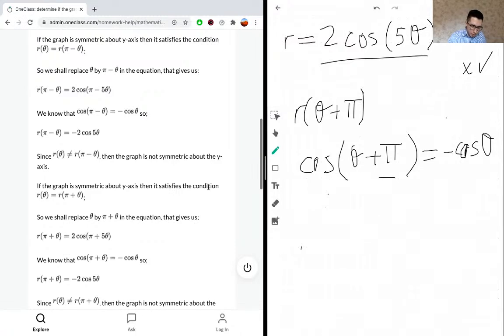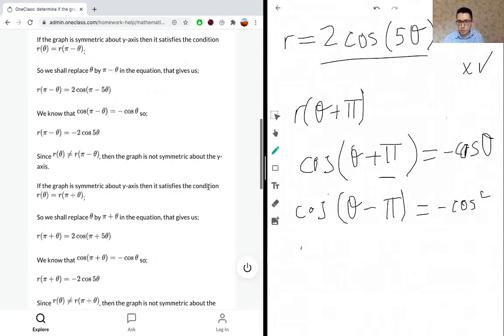So even if we substitute for pi, we're testing for the y-axis, for theta minus pi, we'd still get negative cos theta. Sorry, this is a little messy. So we still get negative cos theta for both: this is the y-axis symmetry test, and then this is the origin symmetry test.